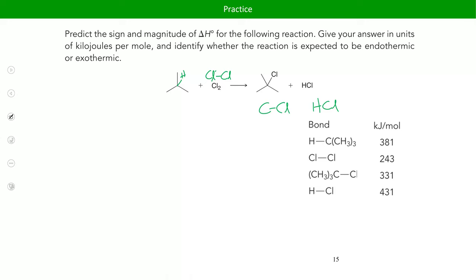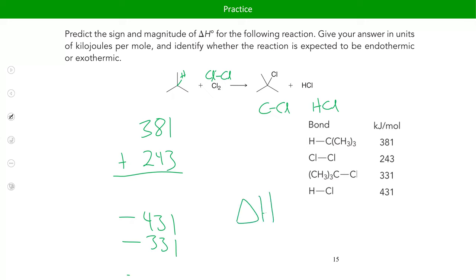So that carbon-hydrogen bond is 381, we have to put 381 kilojoules in, and we have to put in 243. Those halogens are right in that 200 kilojoules per mole range. And then we're going to be minus 431 and minus 331. So it's overall more negative. So delta H overall is just the sum of those numbers. That's 762, that's going to be 500, that's going to be 600 something, right? So overall, it's going to be a negative number, which makes this an exothermic reaction.